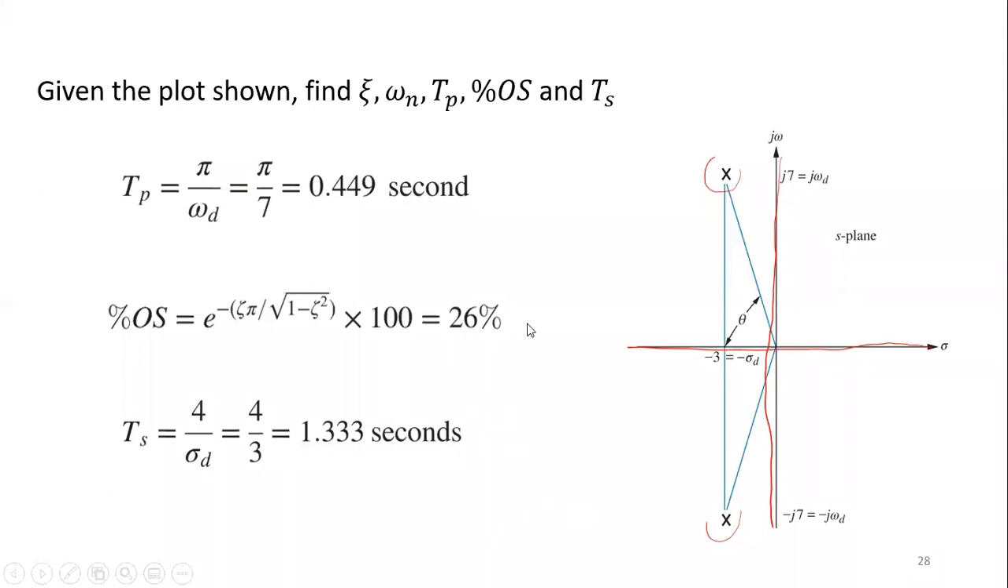The peak time is equal to pi over the imaginary part, d here. In this case it is pi over 7, then you will get 0.449 seconds. The percentage overshoot using this formula, you will get 26%. The settling time using this formula, 4 over the real part, which is here, is 3, so you will get 1.33 seconds.